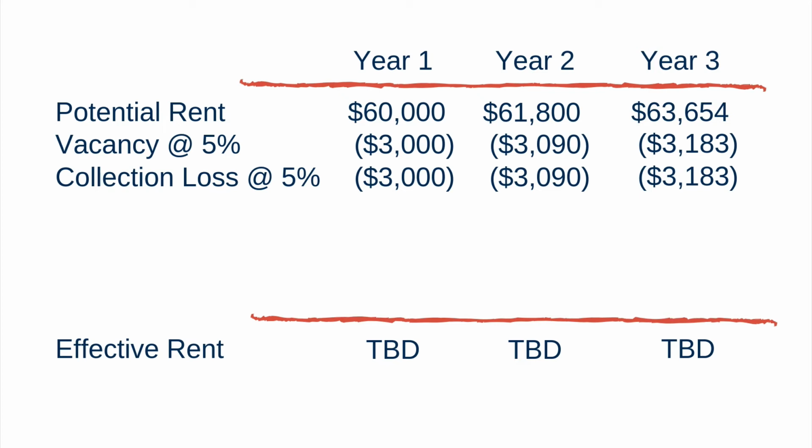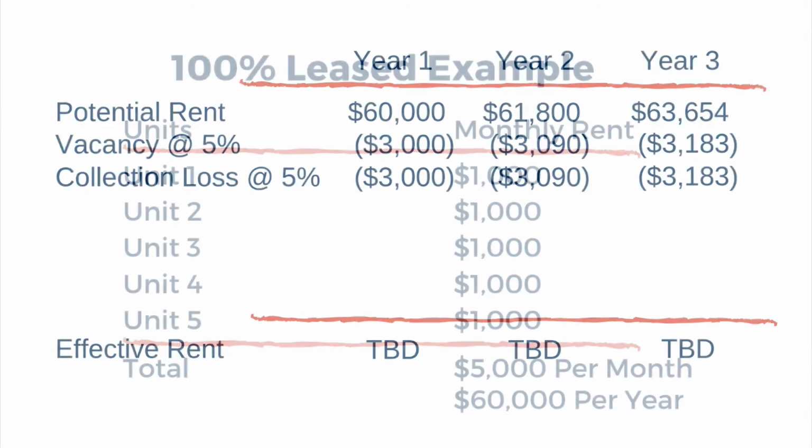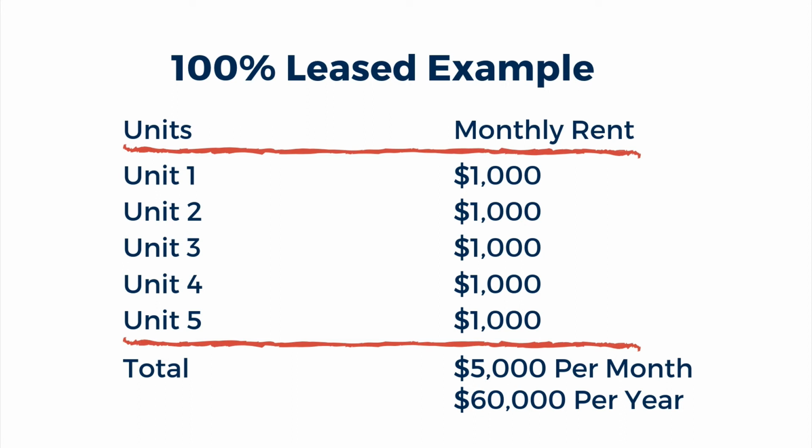And just like we did with vacancy, let's think about what $3,000 in collection loss looks like in year one. Looking back at our units and rents, $3,000 in collection loss could be, for example, the tenant in unit one not paying a month of rent, and then not paying a second month of rent, and then you go through an eviction process and finally have them evicted by the end of the third month. All that together results in $3,000 for the year. Now that assumes only one tenant stops paying. If there's $3,000 in losses throughout the year for 2 units, that would be $6,000 in collection losses.